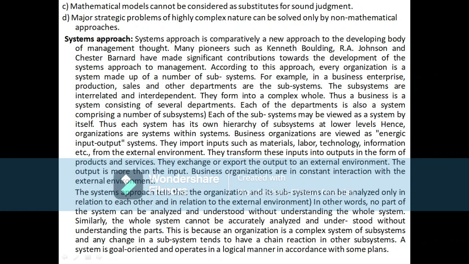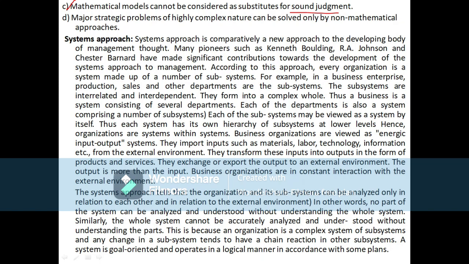Mathematical models cannot be considered as substitutes for sound judgment. So we cannot give a proper, genuine judgment, because mathematical models cannot be considered a substitute. We have to think logically also; not depending purely upon mathematical models only can we give a sound judgment.